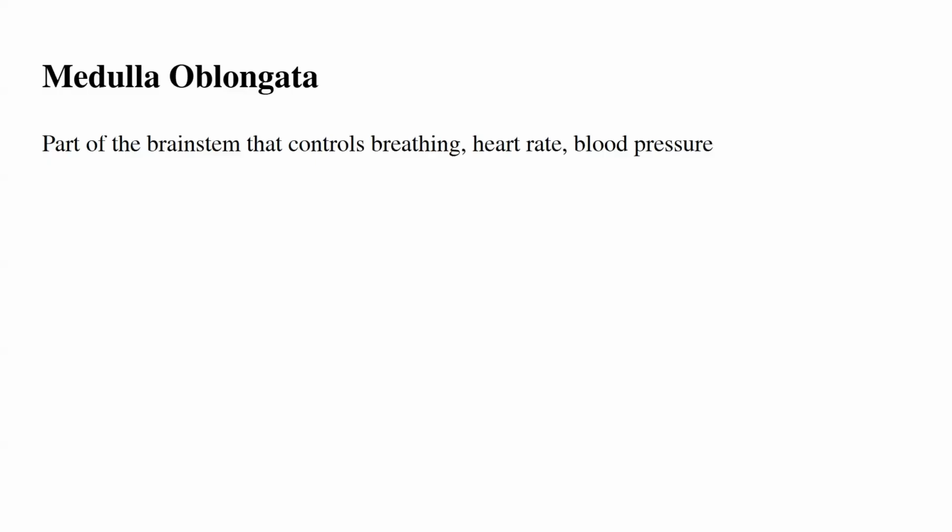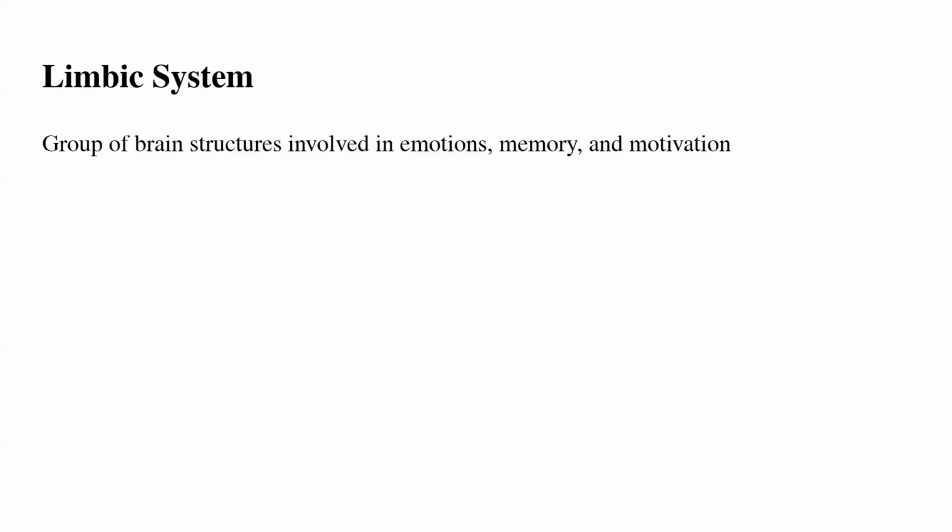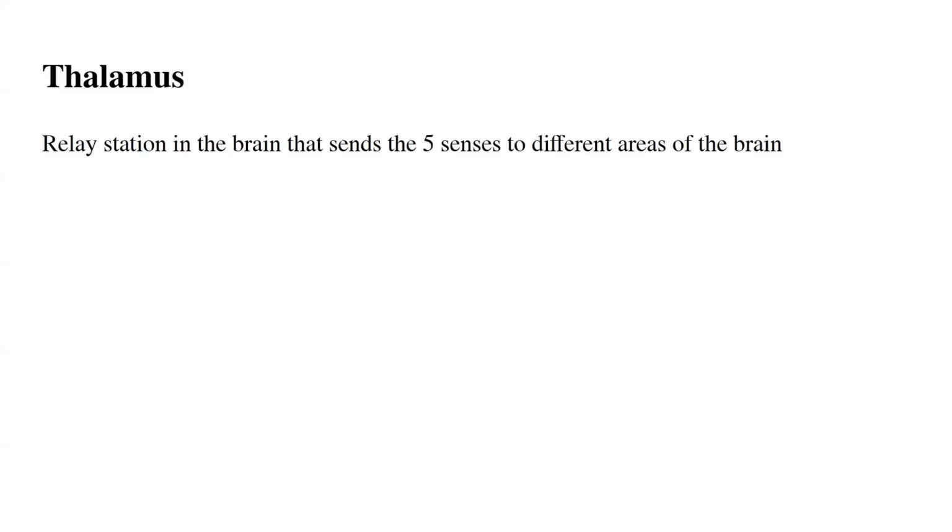Medulla oblongata is part of the brainstem that controls breathing, heart rate, and blood pressure. Reticular activating system is the network of nerves in the brain that helps control alertness. Limbic system is a group of brain structures involved in emotions, memory, and motivation. Thalamus is a relay station in the brain that sends sensory signals to different areas of the brain.